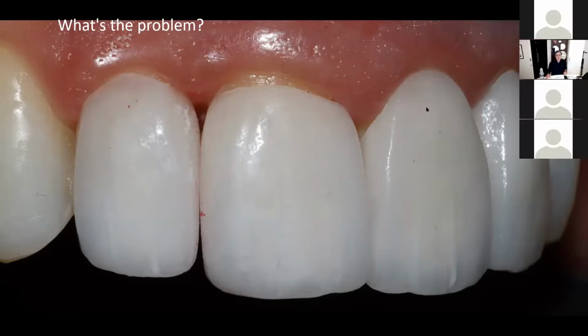One, two, three, four. Alex, you've got to answer this. These four veneers are not sitting. What's the problem? Wrong patient. I've done that before. I can tell you I've done that.